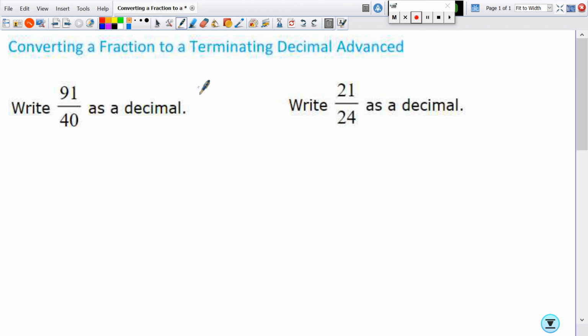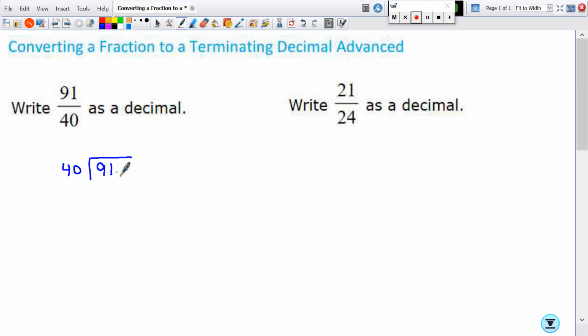When you're converting a fraction to a decimal, you want to make the denominator, the bottom part, be a power of 10 if you can. But you can't turn a 40 into a 100 or a 1000. So you actually want to treat this as a division problem: 91 divided by 40, the top in, bottom out.